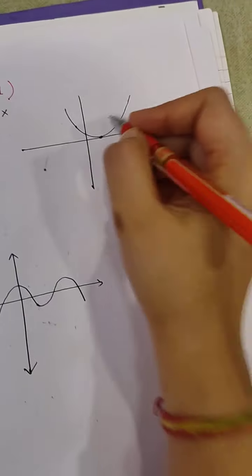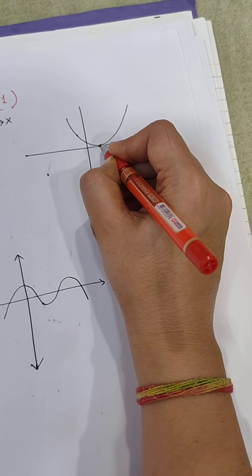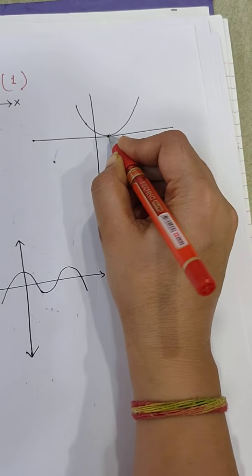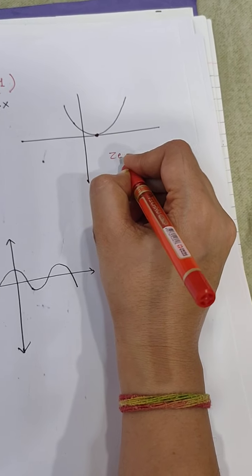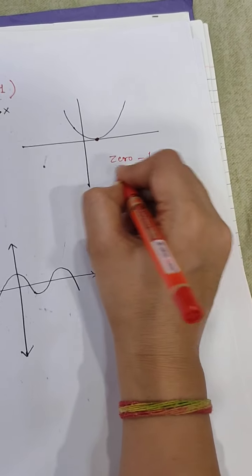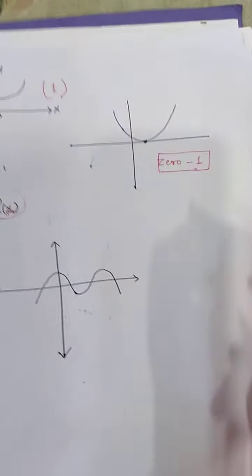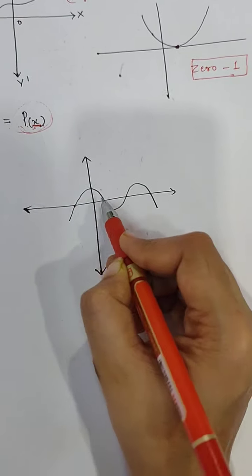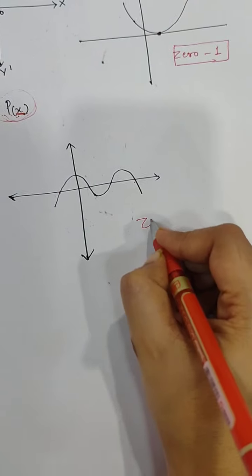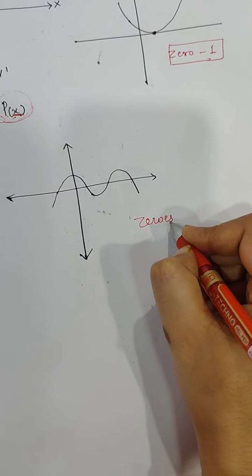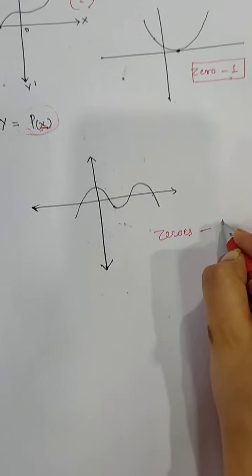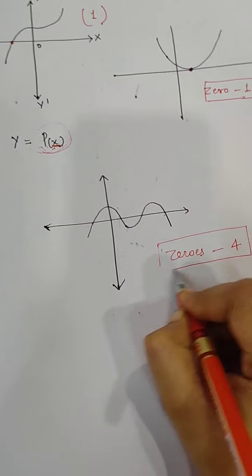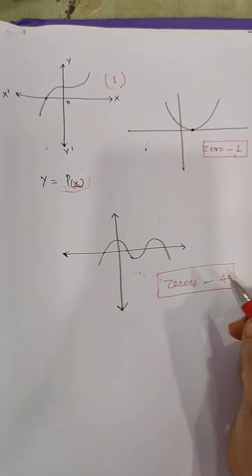This one is also intersecting the x-axis at one point only. So the number of zeros is 1. So the answer is 1. And this graph is intersecting the x-axis at how many points? 1, 2, 3, 4. So the number of zeros according to this representation will be 4. So these three types of graphs I have shown you.